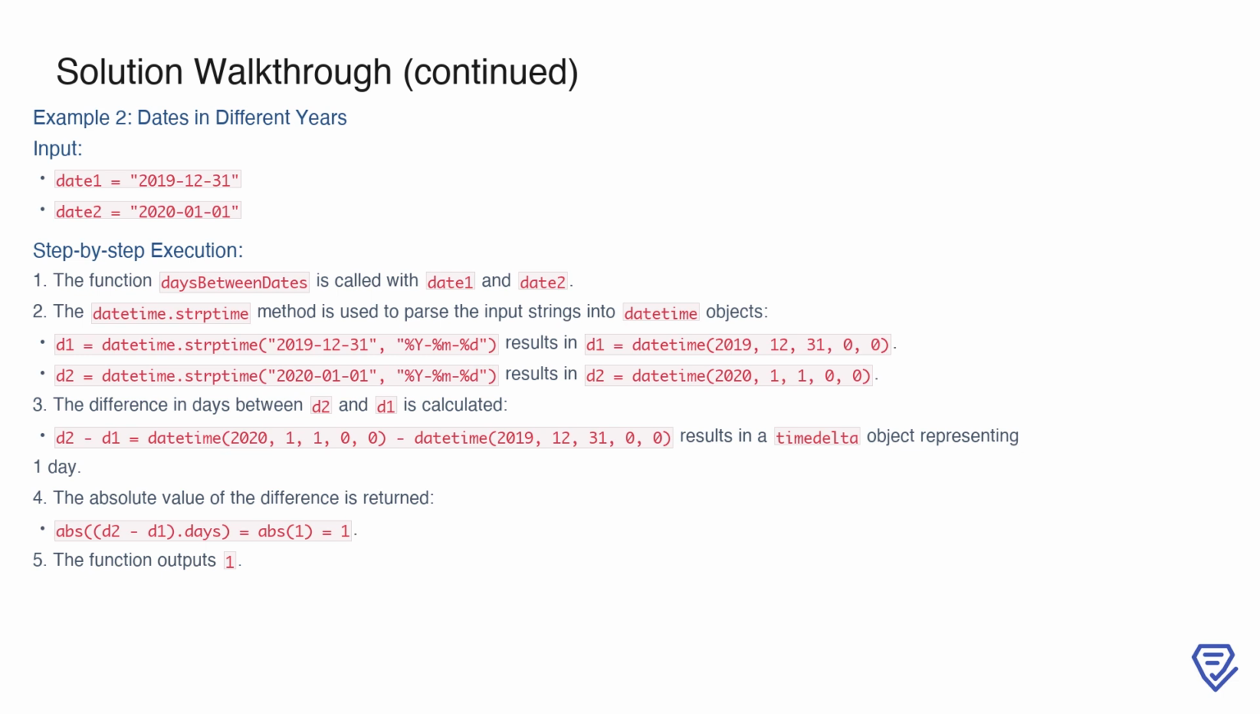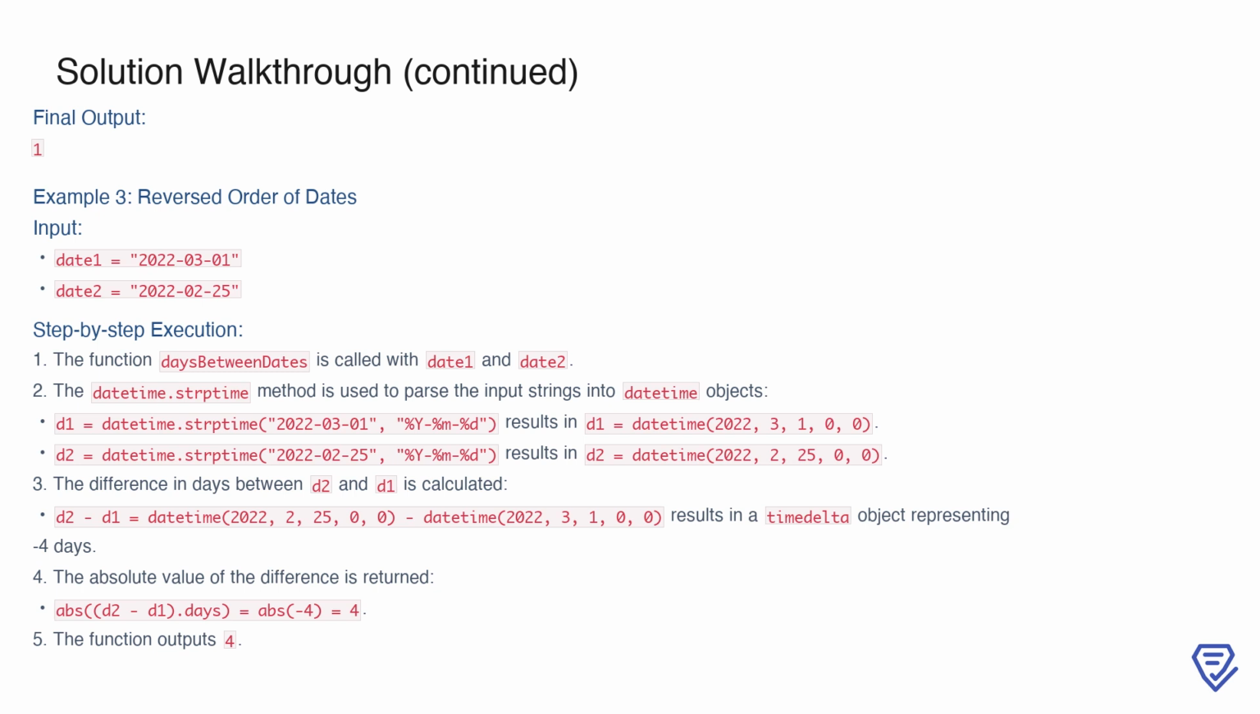This subtraction results in a timedelta object representing 1 day. Since the difference is already positive, the absolute value of 1 remains unchanged. The function then returns the result, which is 1. This means there is exactly 1 day between December 31, 2019, and January 1, 2020.